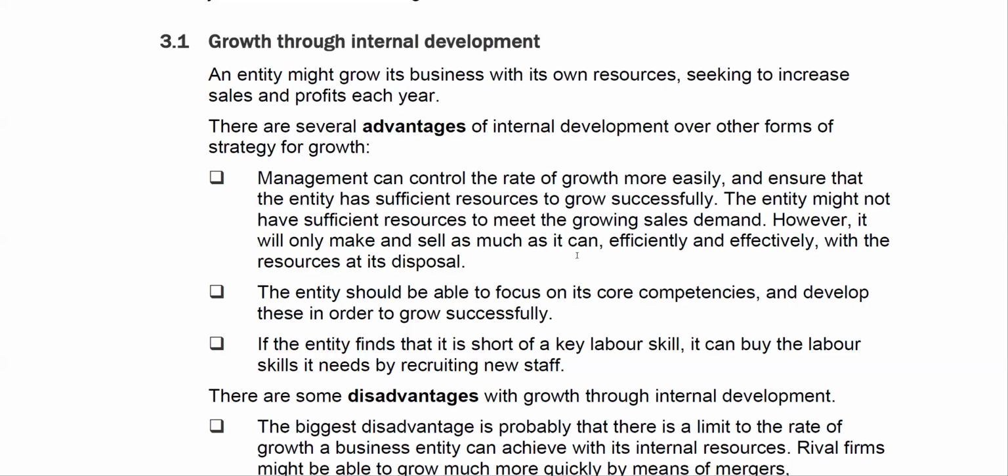Now, if the entity finds that it is short of key labor skills, it can buy the labor skills it needs by recruiting new staff, right? And that's how you grow. And also, there are no culture clashes because it is your own staff that you are using, and it creates a lot of motivation for staff because you end up promoting a lot of people, giving people more salary or reward. Okay, so growing through internal development also creates a lot of learning experience because you are growing with your own staff, your own resources. You will be challenged to become a learning organization. You will learn more, right?